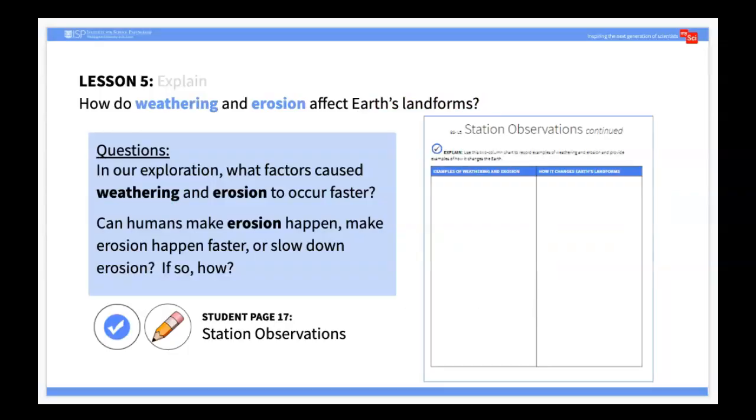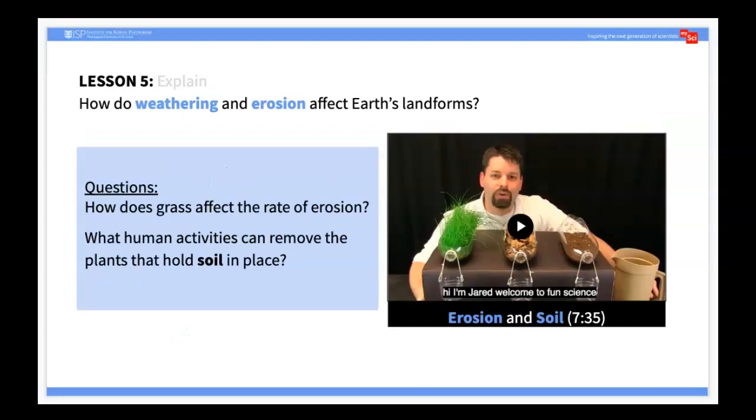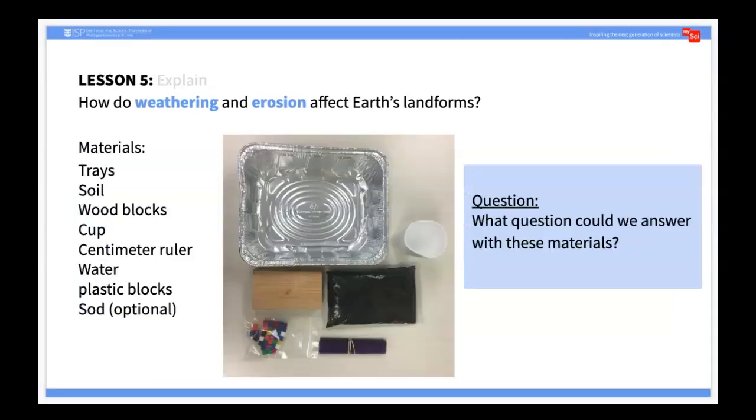Next, students will consider what factors can affect the rate of erosion. They will watch a video to consider how the presence or absence of grass could affect the rate of erosion. Additionally, they will consider what types of human activities can remove vegetation that helps stabilize soil and reduce erosion.